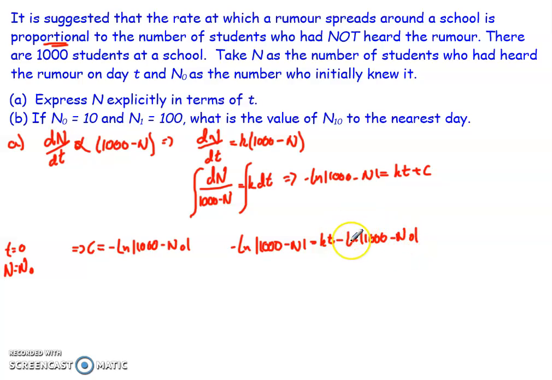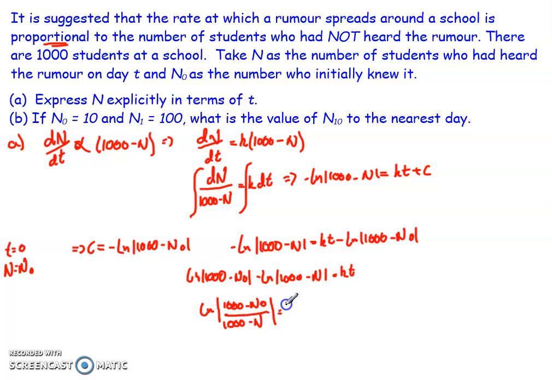So what I'm going to do is take this ln of (1000 minus N naught) across to this side. I'm going to leave the kt here. So what I'll end up getting is the ln of (1000 minus N naught), take away ln of (1000 minus capital N), equals kt. Combine these, use my rules with logarithms. So I've got ln of (1000 minus N naught) over (1000 minus N) equals kt.